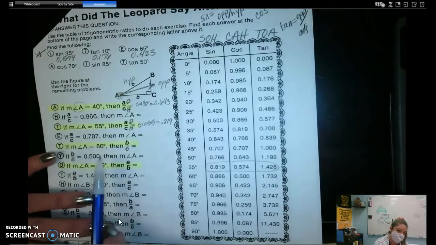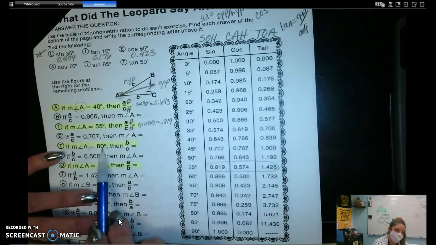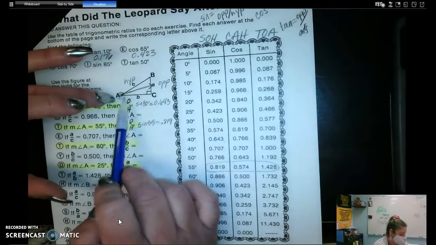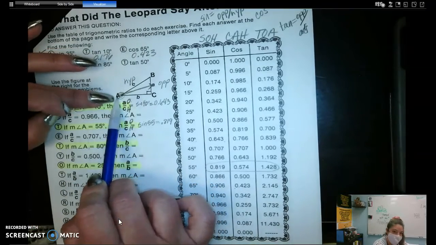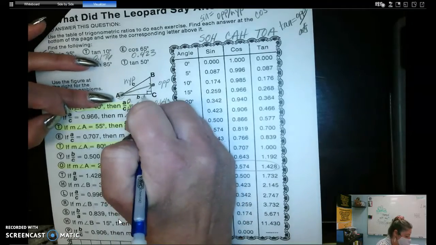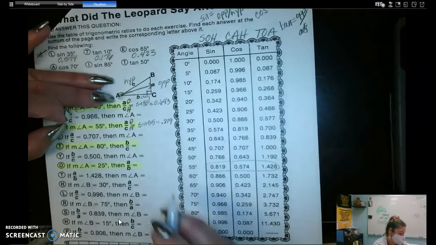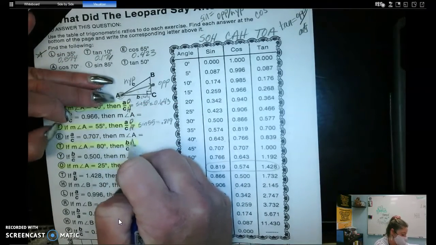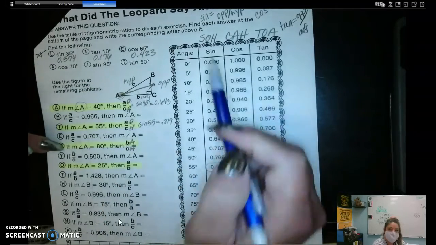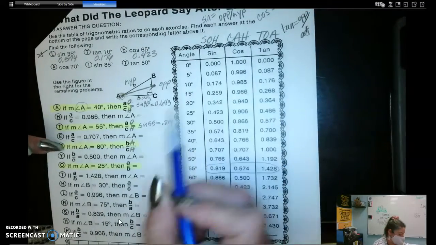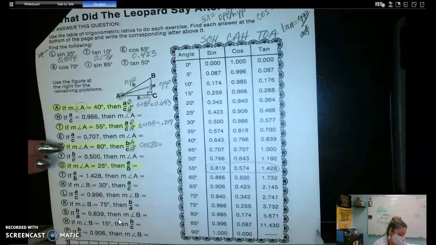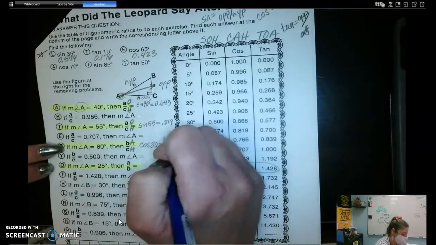Okay. This one, what if the angle is 80? We want B over C. So from our angle A, B is the adjacent side, and C is the hypotenuse. And so we need an A and an H. The one that fits is cosine. So you're going to do the cosine of 80. 0.174.